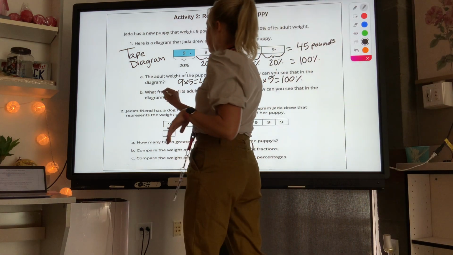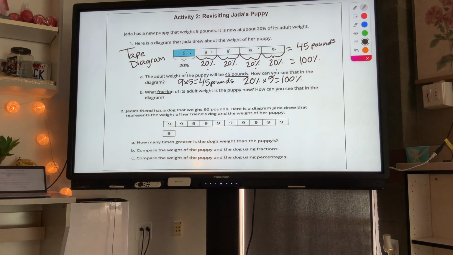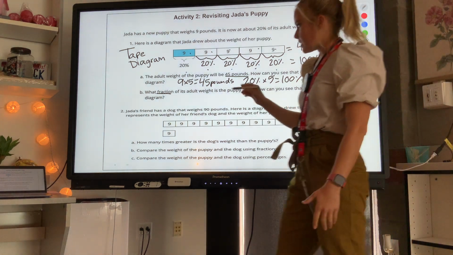Question B says, what fraction of its adult weight is the puppy now? So what fraction of its adult weight? How can you see that in the diagram?